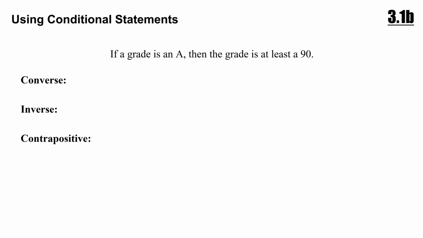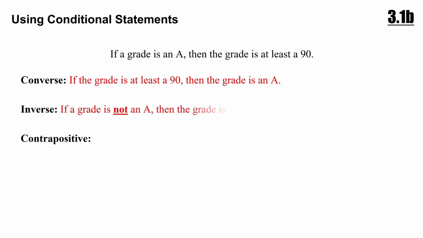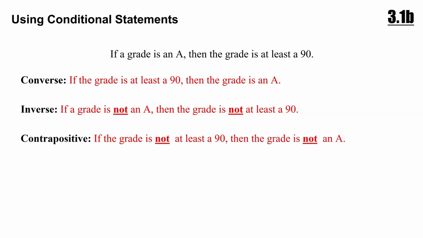This problem also asks to write the converse, inverse, and the contrapositive of the conditional statement. The converse to the conditional statement would be, if the grade is at least a 90, then the grade is an A. The inverse to the conditional statement would be, if a grade is not an A, then the grade is not at least 90. The contrapositive to the conditional statement would be, if the grade is not at least a 90, then the grade is not an A.